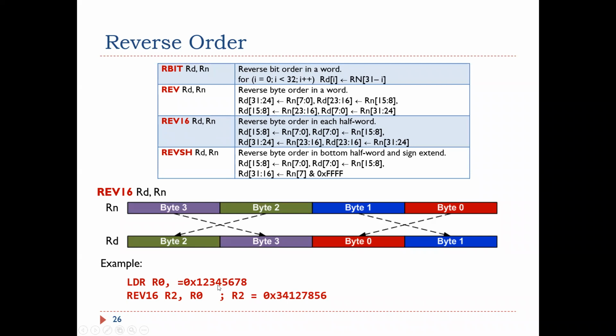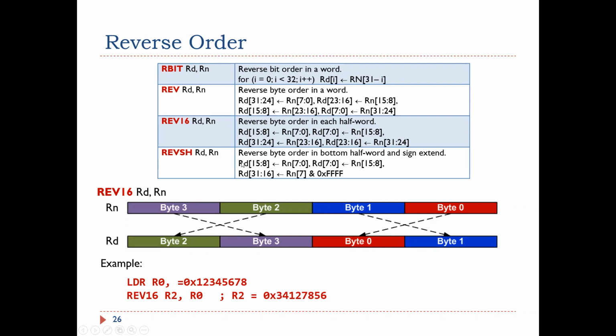Then we are going to do the byte reversal. Then it will be 3, 4, 1, 2. The upper half will be reversed like this, and the lower half will be reversed like 7, 8, 5, 6. So this will be the value that you'll get after the reversal.